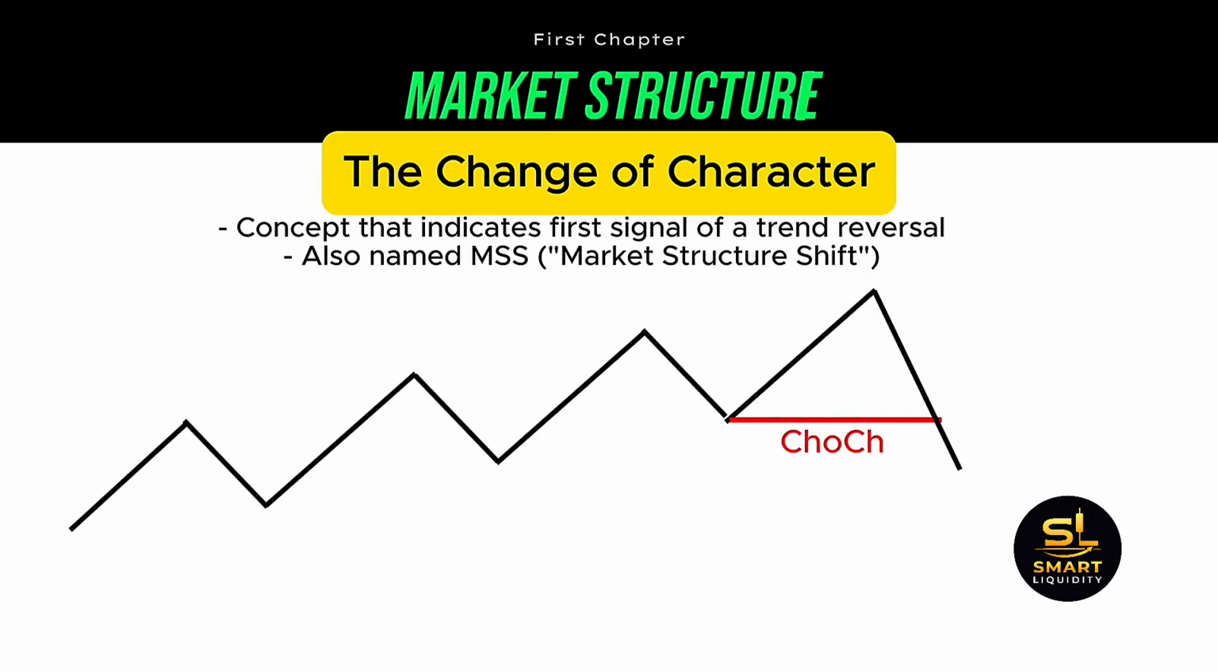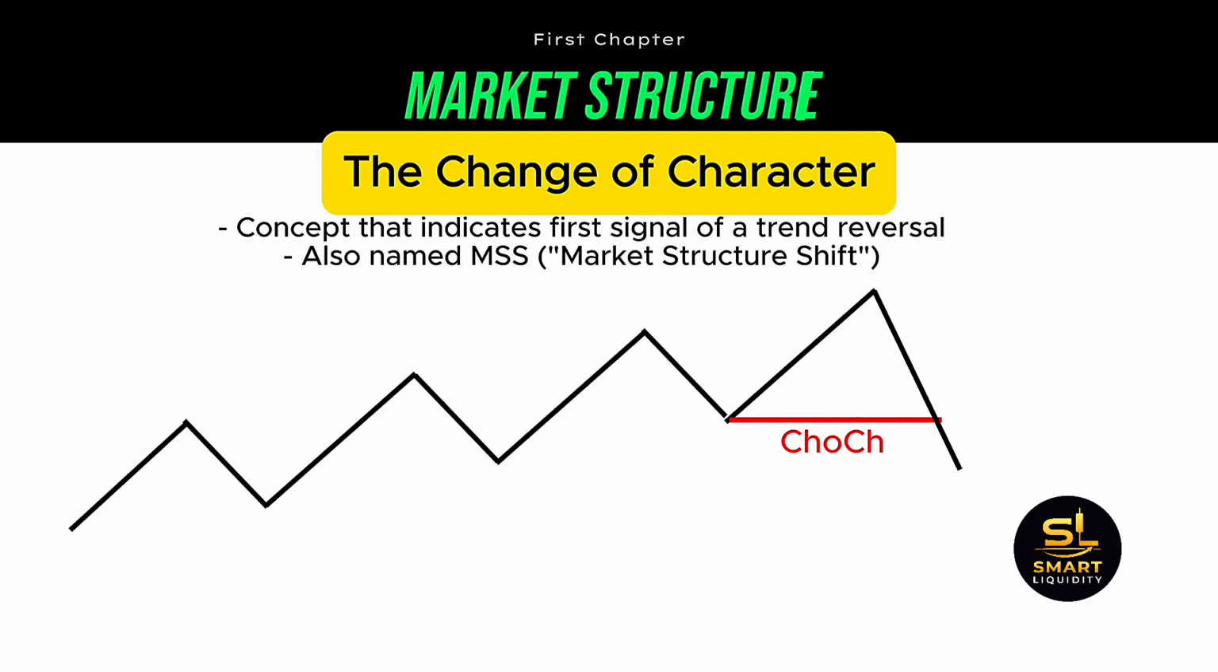So essentially, the change of character signals a deviation from the initial trend. This is where its name comes from, by price changing how it looks, changing the order flow. We can also name the change of character as a market structure shift. They are essentially the same concept. But it is important to know that the change of character is only the first signal of a reversal.